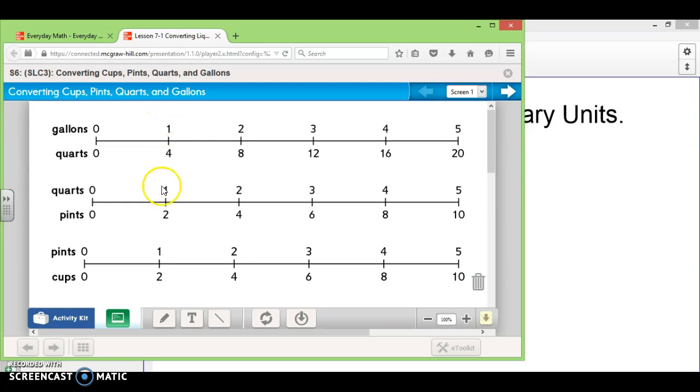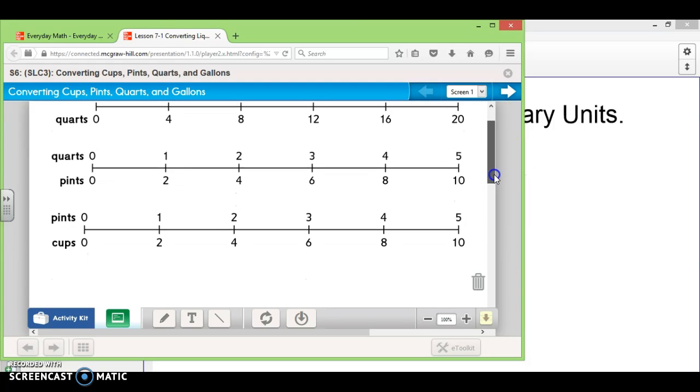Gallons to quarts, it's times 4. Quarts to pints, it's times 2. Pints to cups, it's times 2.